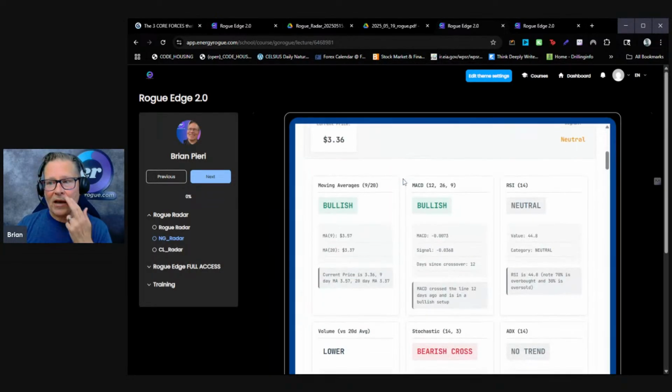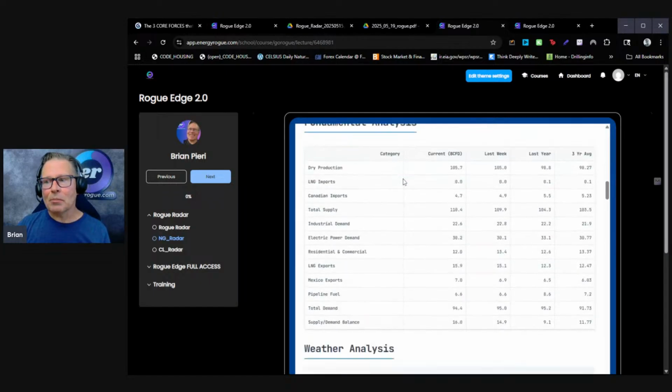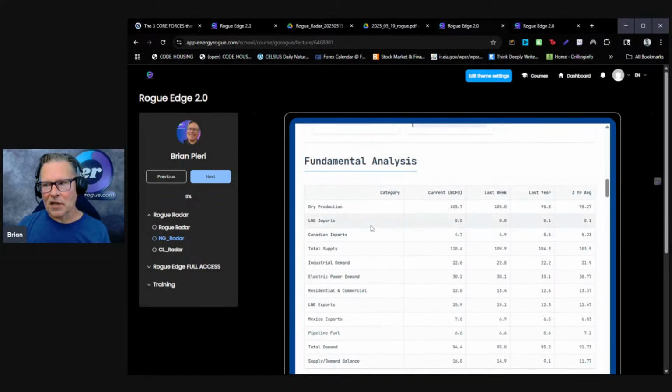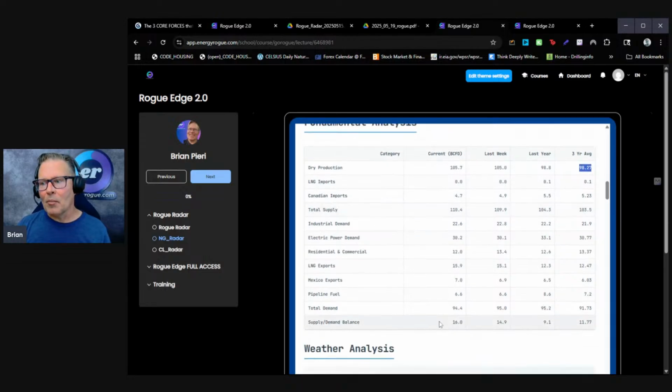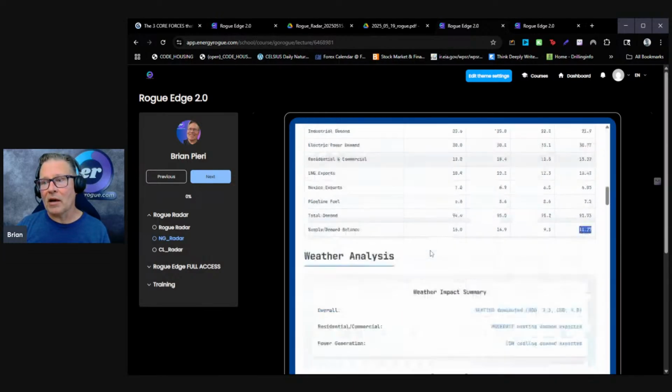Let me scroll down so you can see how simple this is. For instance, in the fundamental section, you can look at the current production levels at 105.7 when the 3-year average is at 98. Ooh, that's a lot of production. But then down here on the supply demand balance, you're seeing 16 BCF a day, but the 3-year average was 11.77. That's bearish. And we're seeing that in the natural gas market play out this week.